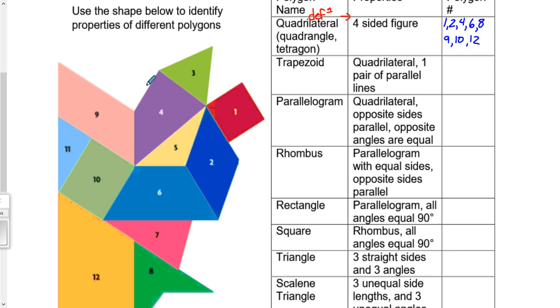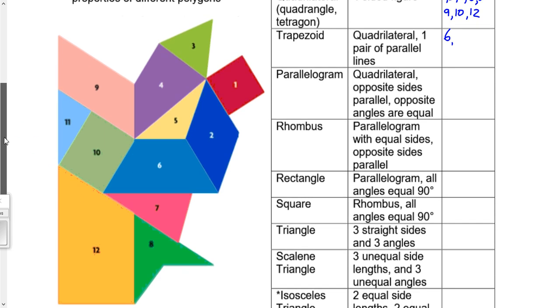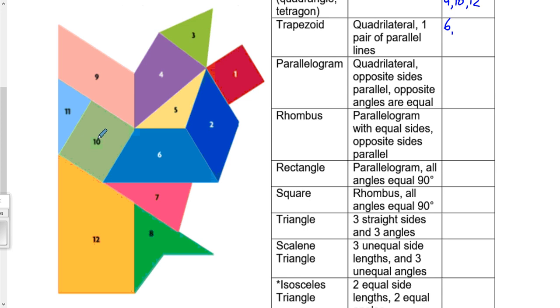Four, well, it doesn't. Six, yeah, that line is parallel to that one, but these ones are not. Therefore, six is a trapezoid. Eight, nope, no parallel lines. Nine, two sets. 10, two sets. 12, yep. That is also a trapezoid. 12 is much more specifically known as a right-angled trapezoid, whereas quadrilateral 6 is your standard basic trapezoid. It's kind of the general form for trapezoids.